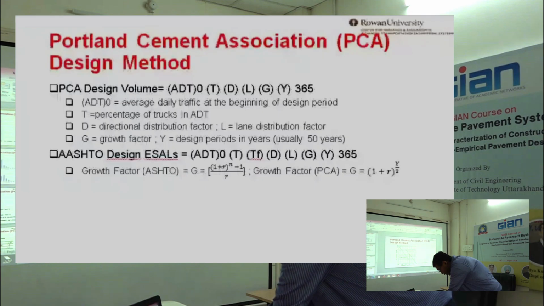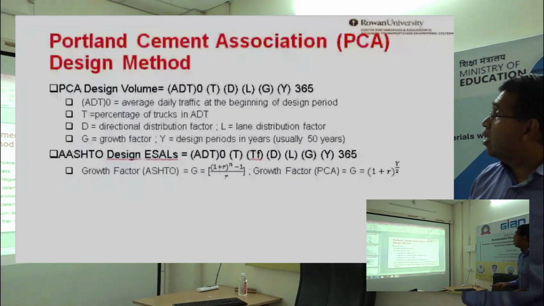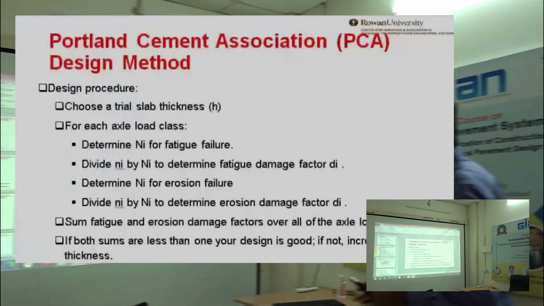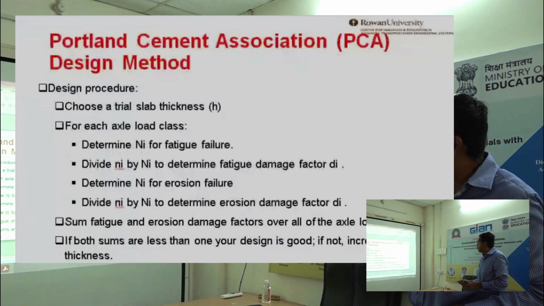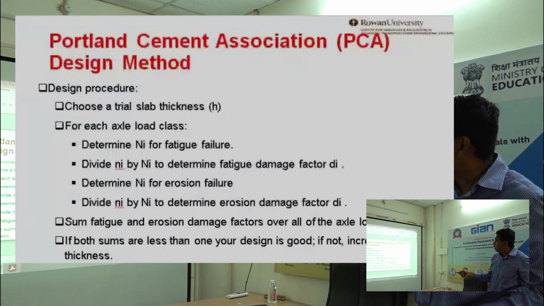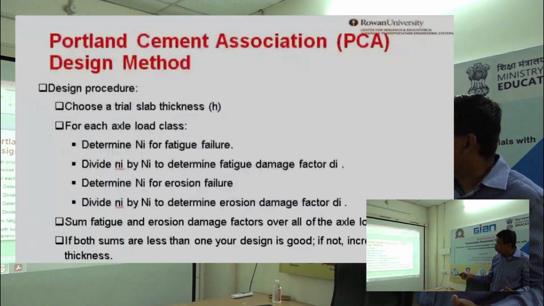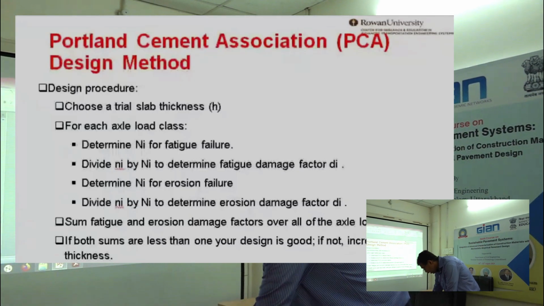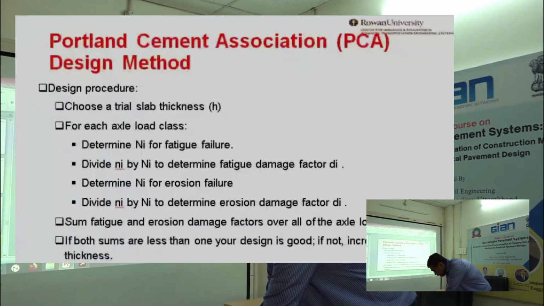This is the same thing in distribution factor. Yes, so right here. Choose a trial slab thickness, and you determine the Ni for fatigue failure, and you determine Ni for erosion failure. If fatigue and erosion, you have to add for fatigue and erosion, both of them, and both of them individually should be less than 100. Okay, if the sums are less than 1, your design is good, do not increase the slab thickness.